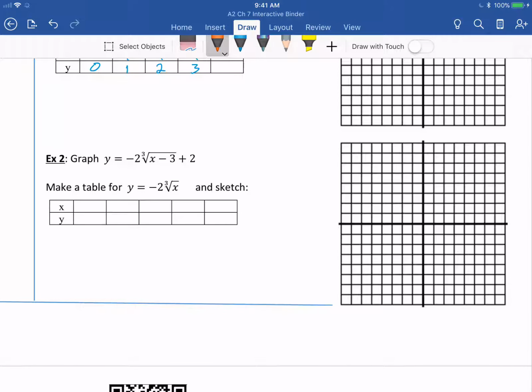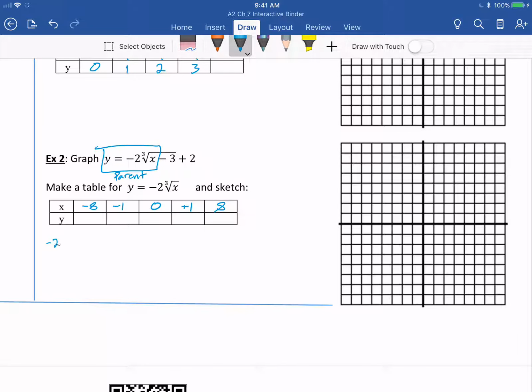Okay, awesome. So here we go. Number 2 is a little bit tougher because I have this -2 out in the front. So this is going to be my parent. This is going to be my original here, -2 cube root of x. All right, and remember those cube root numbers, you're always going to plug in -8, -1, 0, +1, and 8. That's what we're always going to plug in for these cube roots because they're nice numbers.